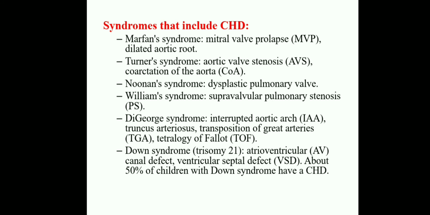Because of Turner syndrome, which condition is present? The congenital heart diseases are aortic valve stenosis, that is AVS, and coarctation of the aorta, COA. These two conditions are most commonly associated with a child with Turner syndrome.